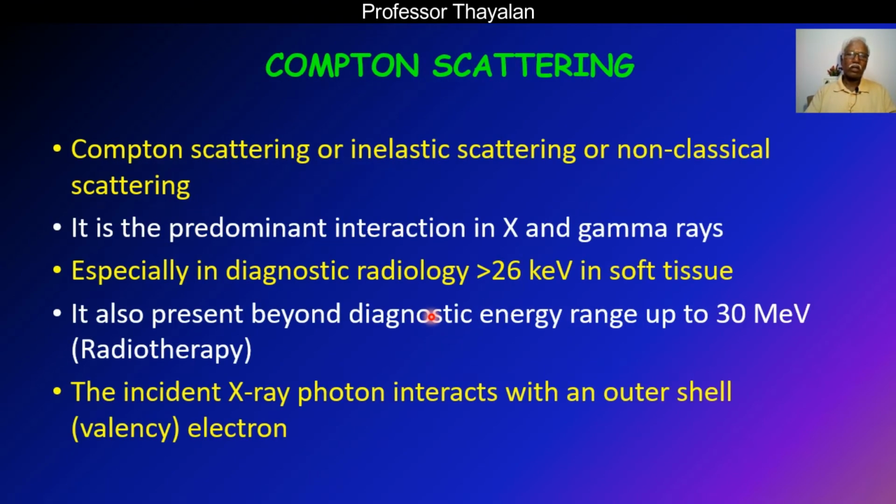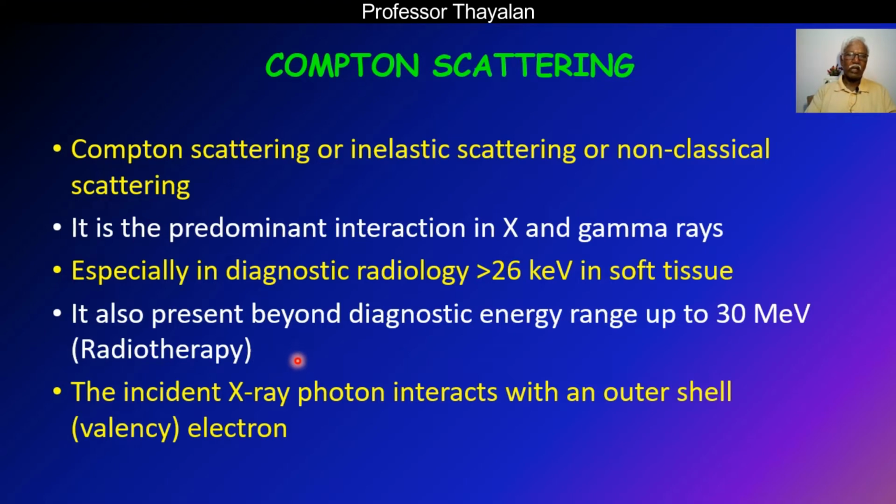Let us see what is Compton scattering. Compton scattering is also known as inelastic scattering or non-classical scattering. It is a very predominant interaction of X and gamma rays, especially in diagnostic radiology where the energy is greater than 26 kV in soft tissue. It is also present beyond the diagnostic energy range, up to 30 million electron volt. That means it has a role in radiation therapy.